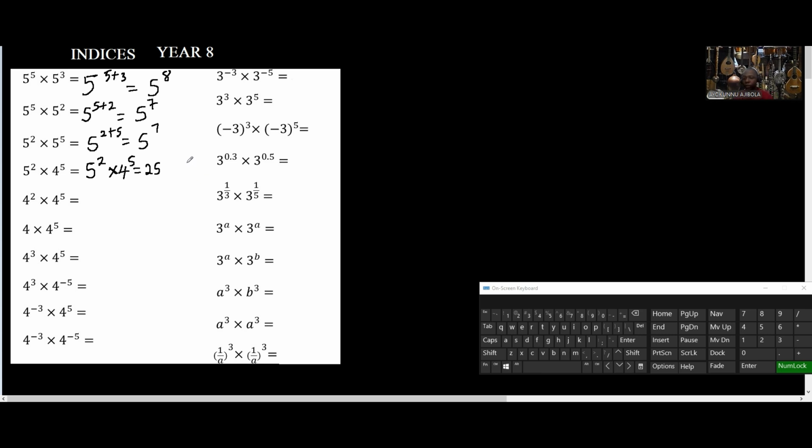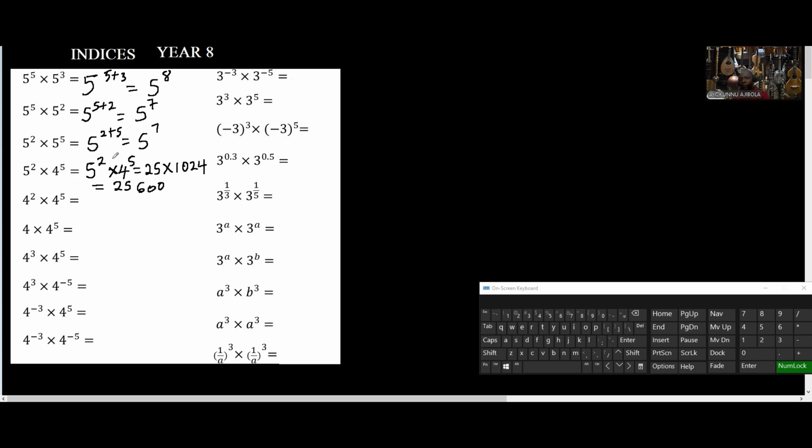And what does 4 raised to power 5 mean? So that means we're saying 4 times 4, that's 16, times 4, that's 64, times 4, that's 256, and times 4, that is 1024. Is that clear? Then if we now multiply this finally by 25, we're going to have 25,600. So you can see that it's not always like that.